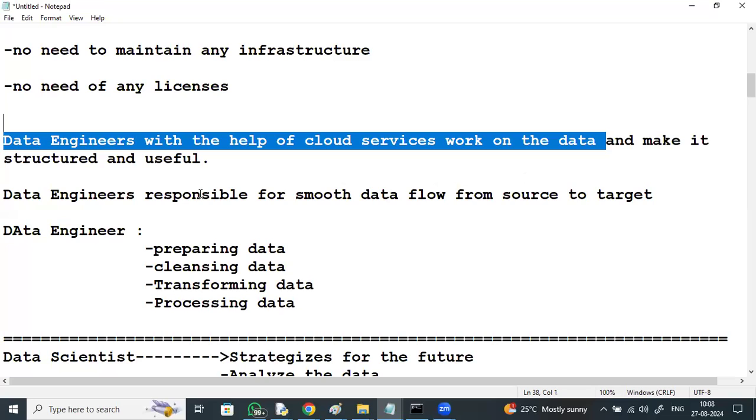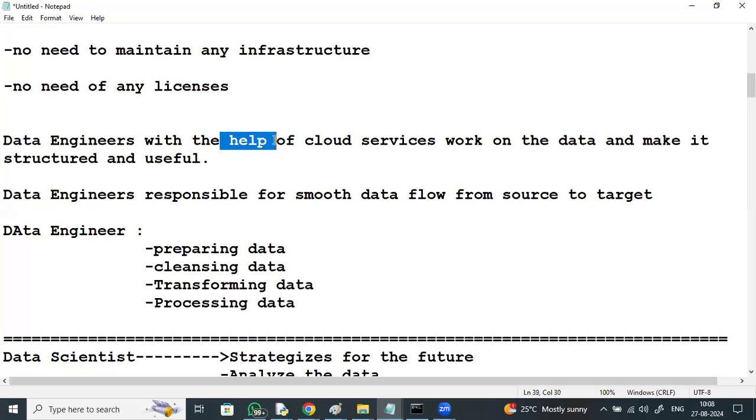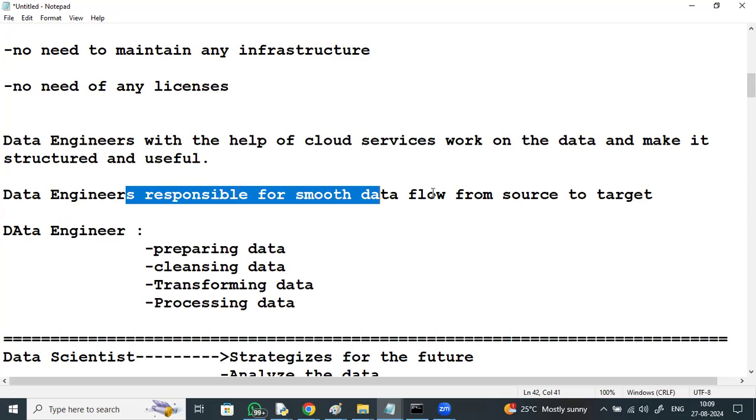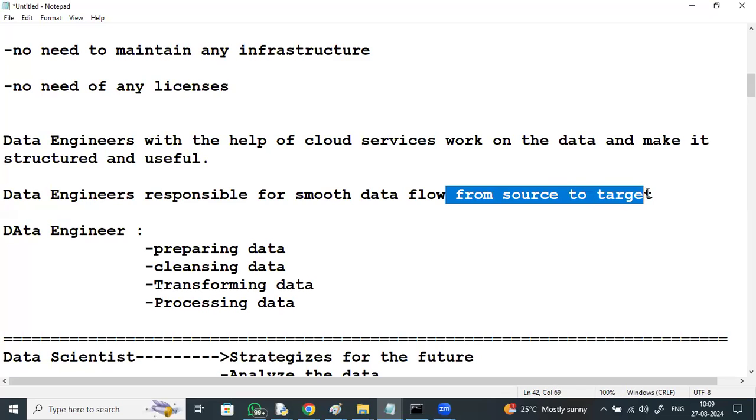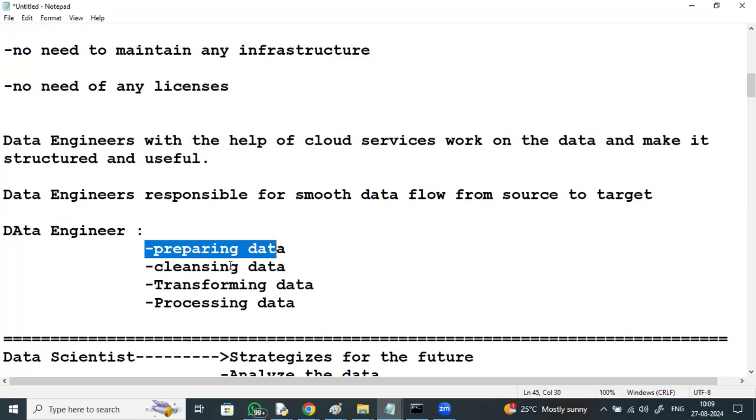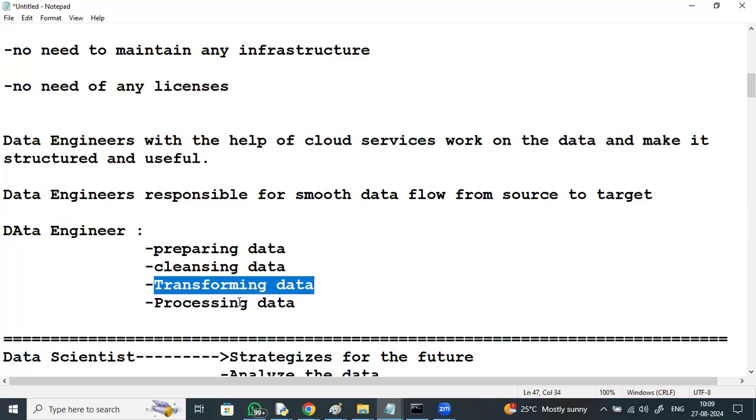Data engineers mainly extract the data from different sources. After that, they load the data and transform it as per the business requirements. They perform the ETL process. The data engineer is responsible for the smooth data flow from the source to the target, for preparing data, cleansing or filtering data, transforming data, and processing the data.